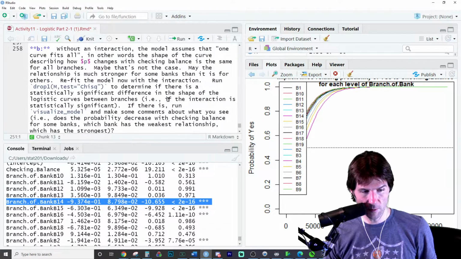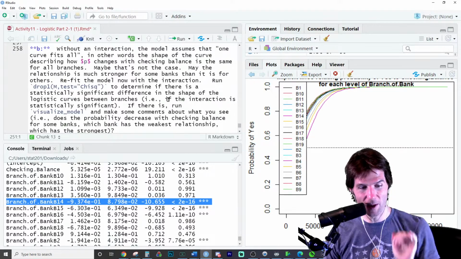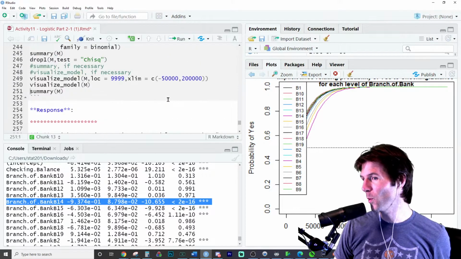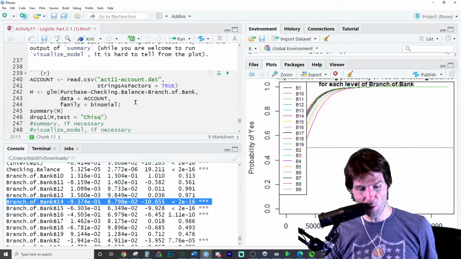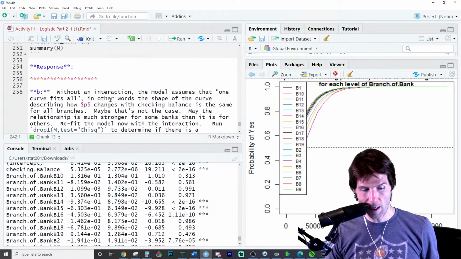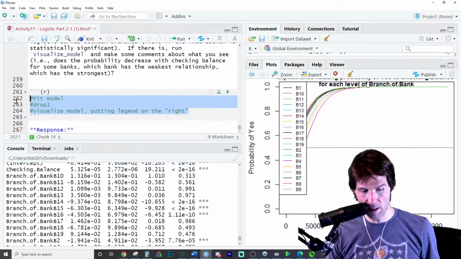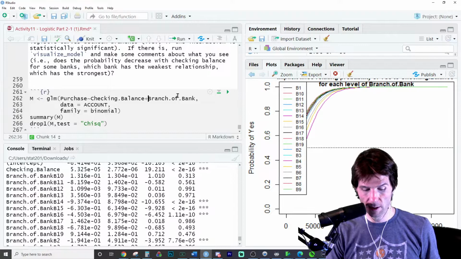And yeah, we did not. Did we include interactions right here? Without an interaction, the model assumes that the one curve fits all. In other words, this. Refit the model now with the interactions. Woo! Get ready for some craziness right here. So now each sigmoidal curve will get its own bend. We're just going to grab all of our code. Now when we run this, we'll get to see if the interaction brings with it new information.